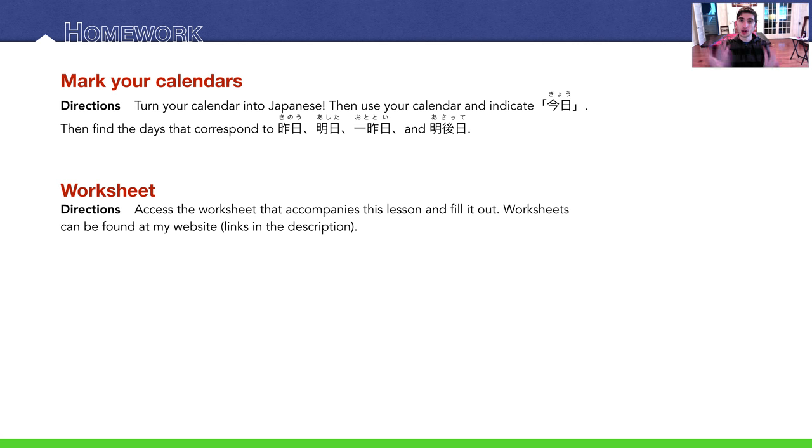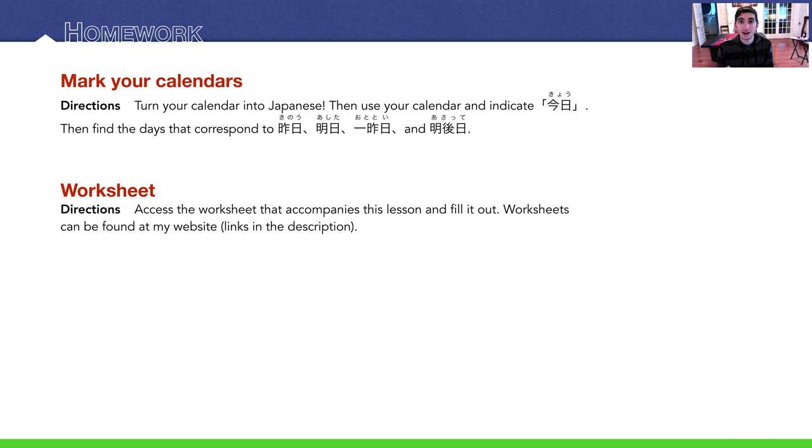Now, for your homework, go home, find a calendar, and Japanesify it, or whatever. Just indicate what kyo is, and then find the days that correspond to kino, or ashita, or ototoi, or asatte. Okay? Identify also maybe konshu, senshu, raishu, and use these terms every day looking at your calendar. You could also state kyo wa, and then whatever day of the week it is.